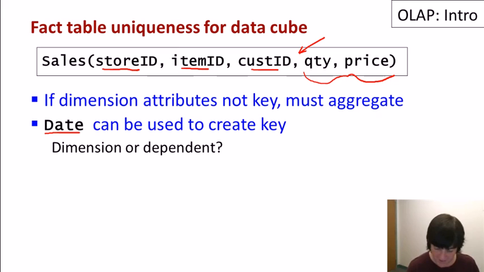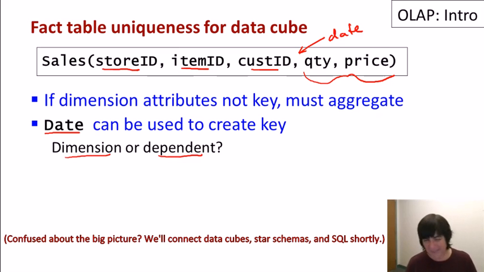Now, if we do add an attribute here called date, one might wonder, is that a dimension attribute or a dependent attribute? Actually, it's really pretty much a dimension attribute because we're going to use it as another dimension in our data cube, but the difference being that we would not have an actual dimension table listing the dates.